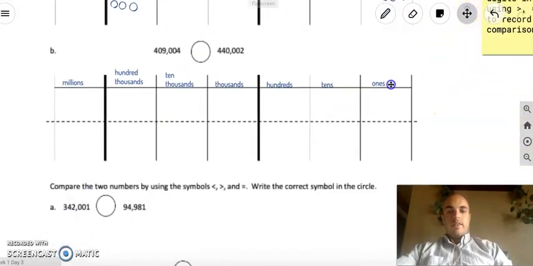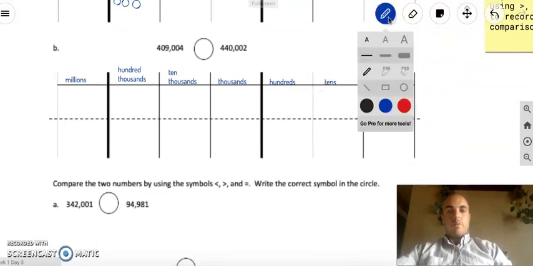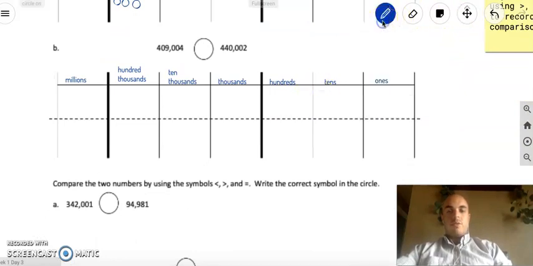Let's look at this next one here. Same thing, I'm going to draw my place value discs in just to demonstrate. So let's put the top number in first. So 409,004. So I have 4 ones. No tens or hundreds. I have 9 thousands. Let's see if we can fit that. 3, 4, 5. Great. No 10,000s and 400,000s.